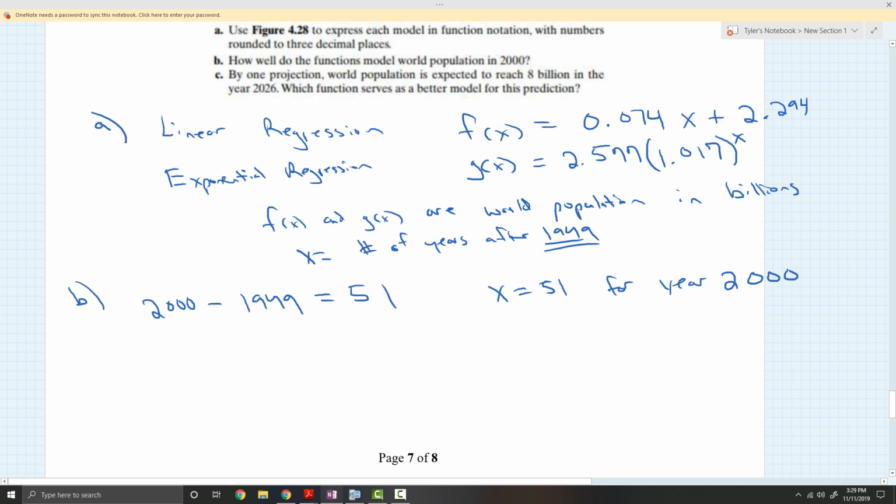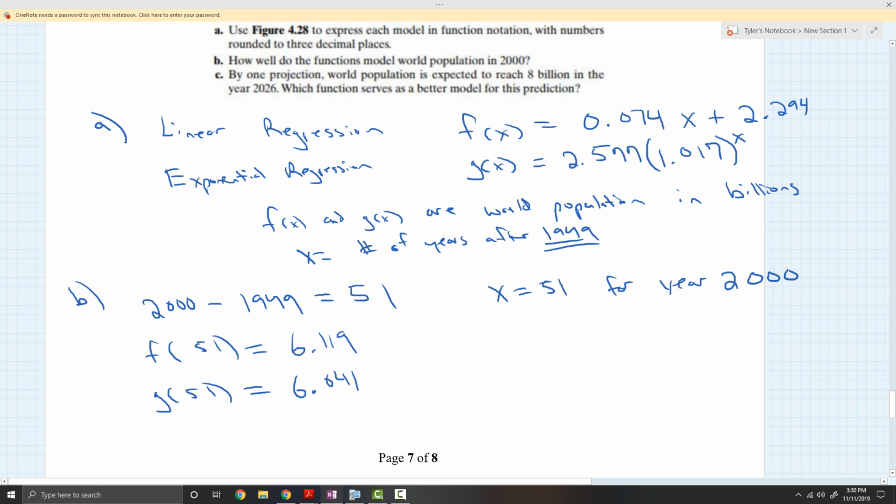So I could find f of 51 and g of 51 to come up with those values. If we plug those into our calculator, f of 51, you should get 6.119, and g of 51, you should get 6.041.